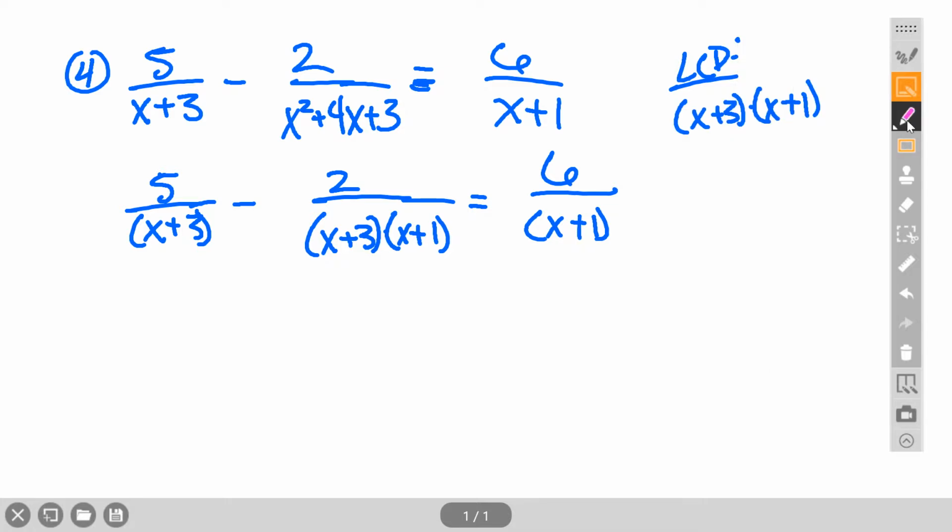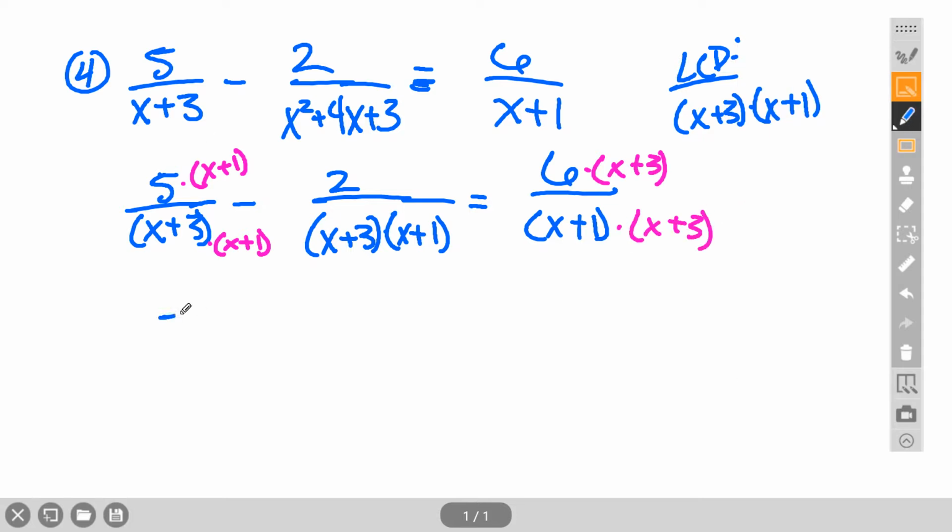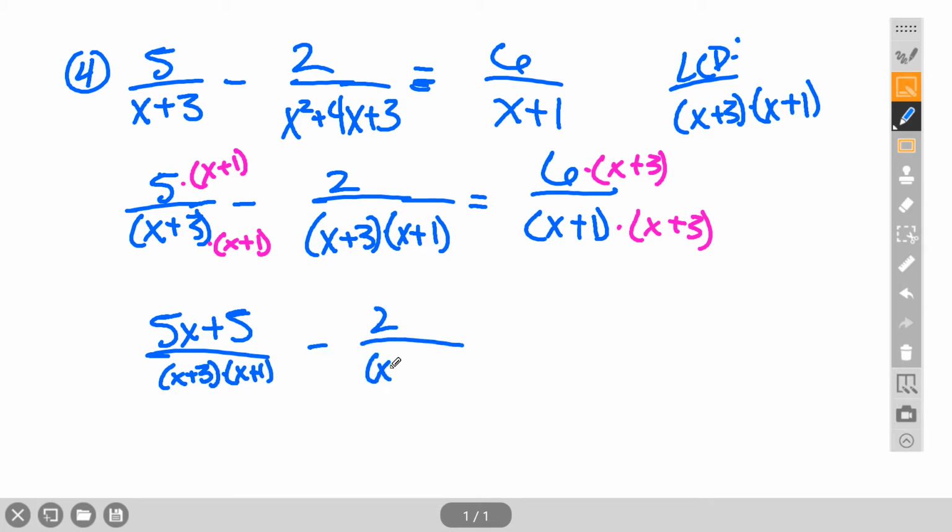So we're going to have to multiply by whatever factor we're missing. So we'll multiply this one by x plus 1. This one's fine. We'll multiply this one by x plus 3. All right, so 5x plus 5 over our LCD minus 2 over our LCD equals 6x plus 18 over our LCD.